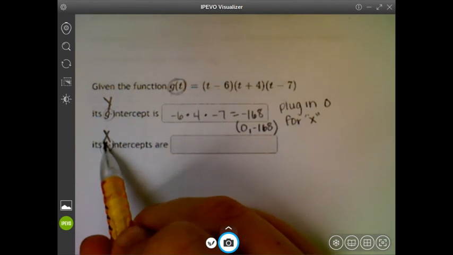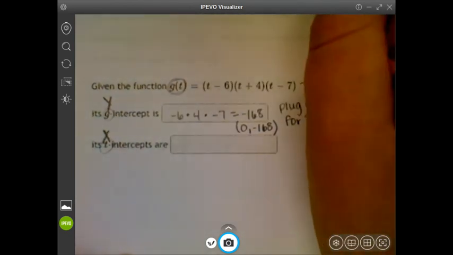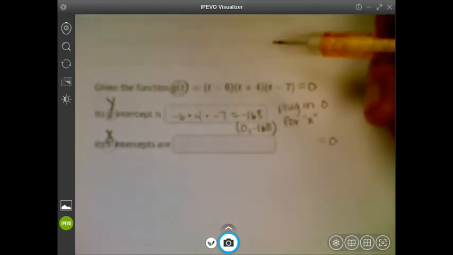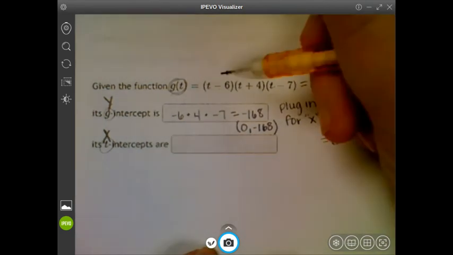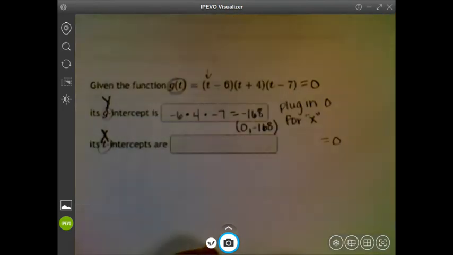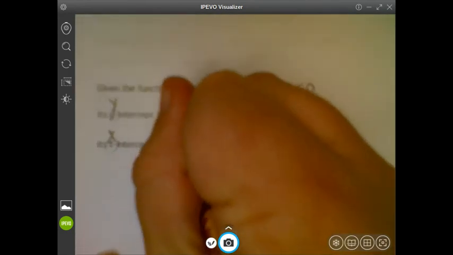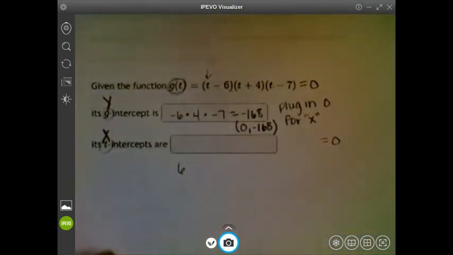All right, t-intercepts, those are x-intercepts. And that's where the function equals 0. So you're not plugging in 0 this time. You're figuring out where this equals 0. And because it's in factored form, it's really easy to see your x-intercepts in this case. It's what number makes each of the factors equal to 0. So what number do you have to put in there for this factor, t minus 6, to be 0? You only have to plug in 6, right? 6 minus 6 is 0, so that will make this factor 0, which will make the whole thing equal to 0.